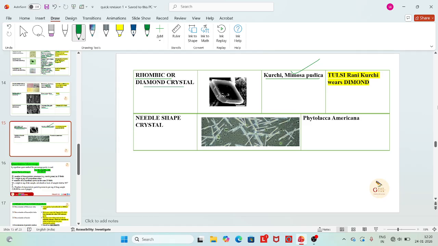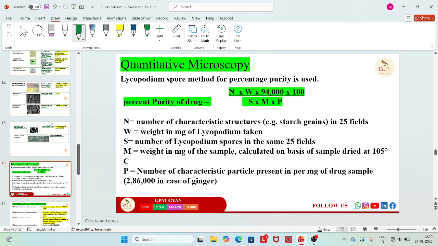Needle shaped crystal is in Phytolacca americana. This is the example. Next is quantitative microscopy. These were the qualitative ones: the stomata, calcium oxalate crystal and trichomes were qualitative microscopy. With quantitative microscopy, we see the lycopodium spore method, where the percentage purity of the drug is calculated by a particular formula, and the number of lycopodium spores in the standard is 94,000.